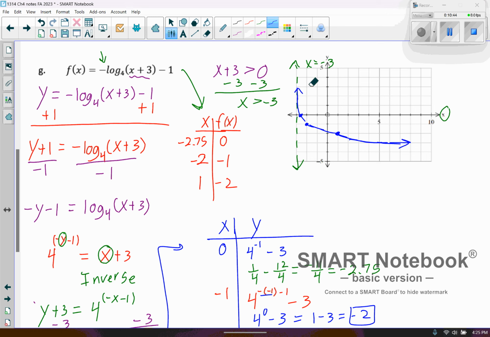And so the graph is kind of like upside down to what we've been used to graphing. And there we go. And then last, I'll just give my domain again in interval notation, which would be from negative 3 to infinity.